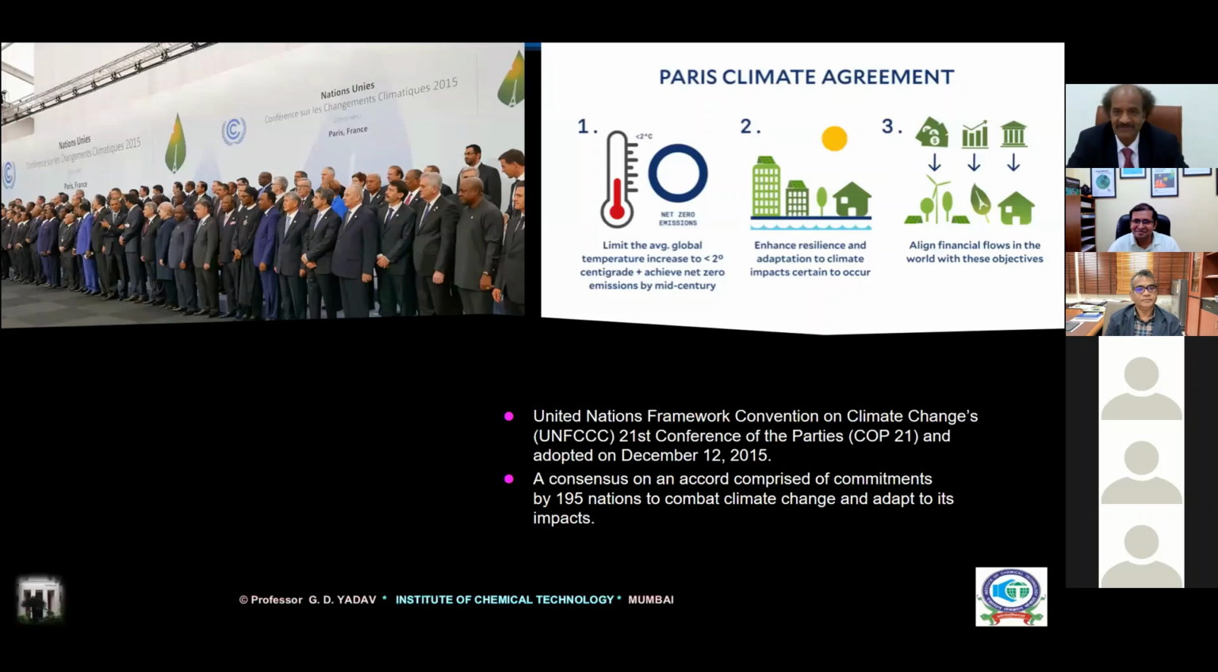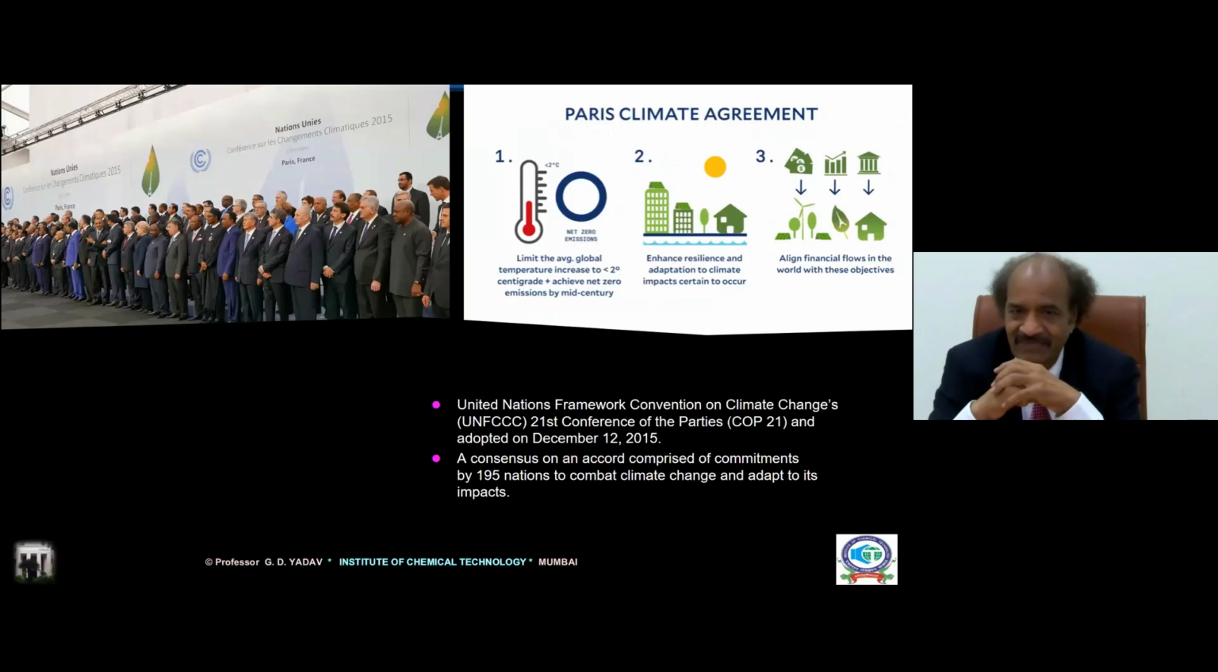So remember, the United Nations Framework Convention on Climate Change, where it was decided in 2015 that we will have some sort of climate agreement. And what the nations of the world decided, that is some 195 odd nations, that we should restrict the temperature of the globe to less than 2 degrees Celsius and preferably 1.5 degrees by the middle of this 21st century.